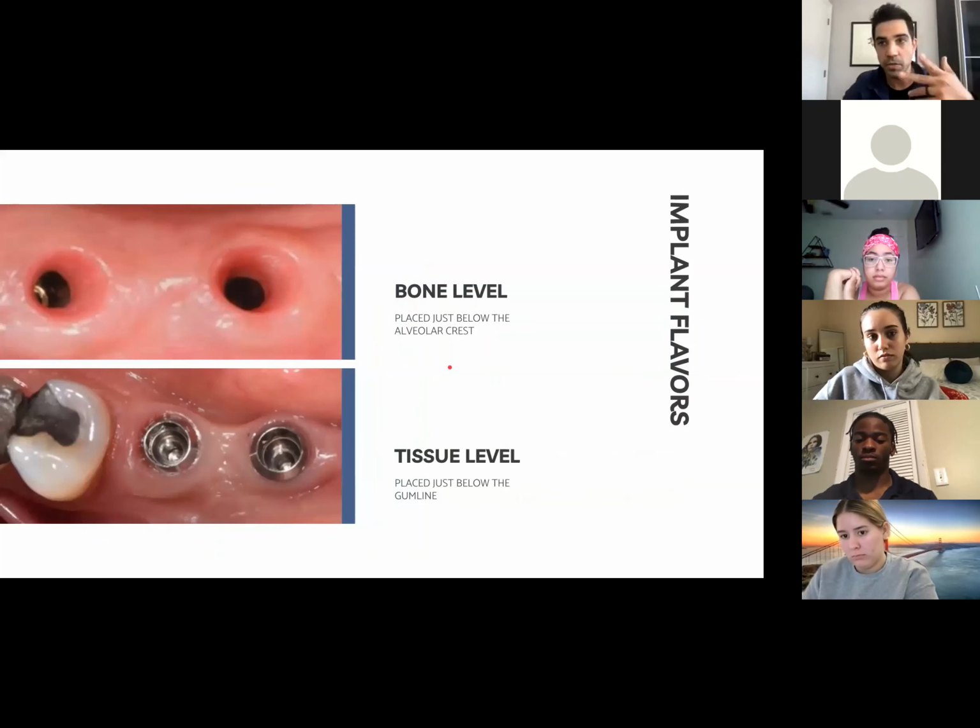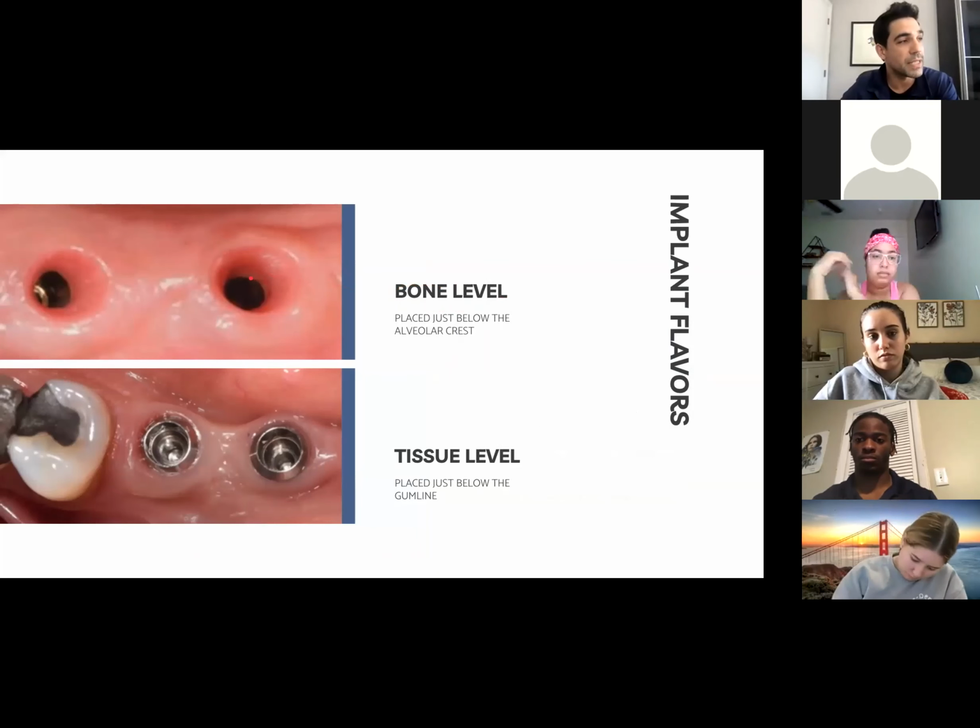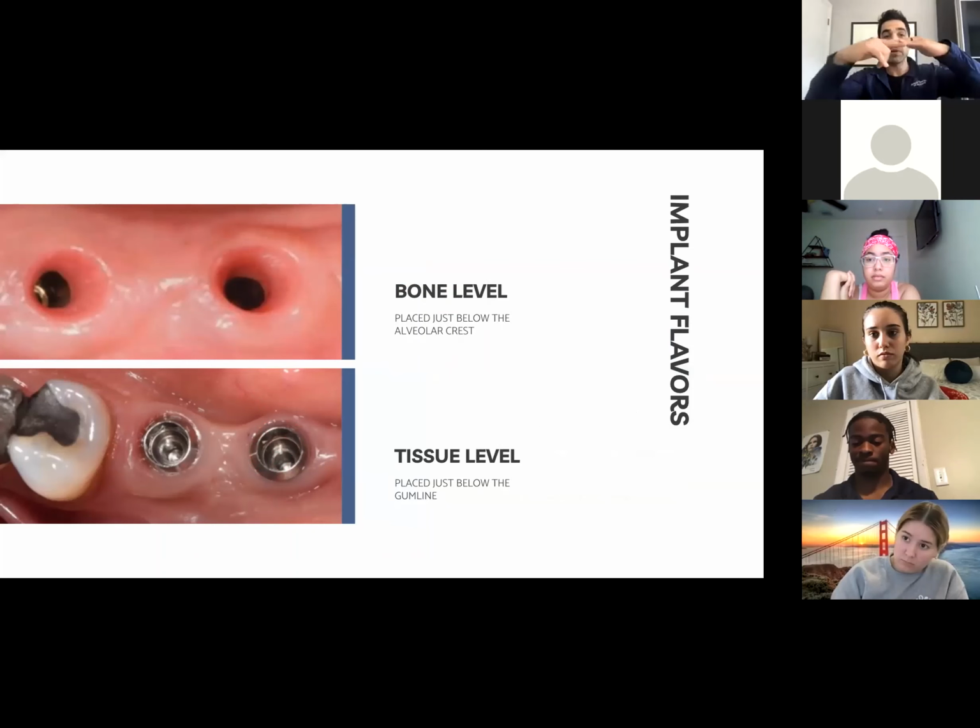So implants come in two basic flavors too. We have bone level implants, which are placed just below the height of the bone. And we have tissue level implants, which are placed just at the level of the gums. So you have your bone and then your gums on top. Bone level implants go to here. Tissue level implants go up here. They still have the same basic three components: you still have the fixture, you still have the connector, which is the abutment, and you still have the crown. It's just that the implants span more or less.